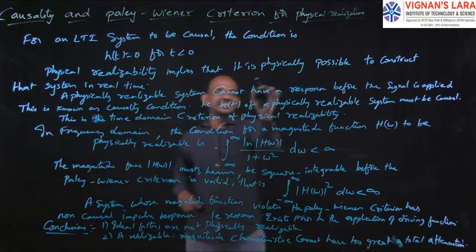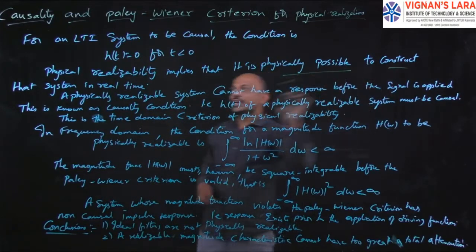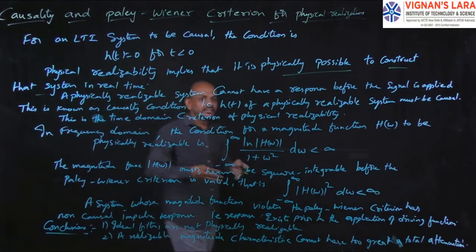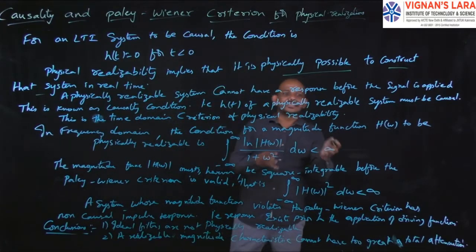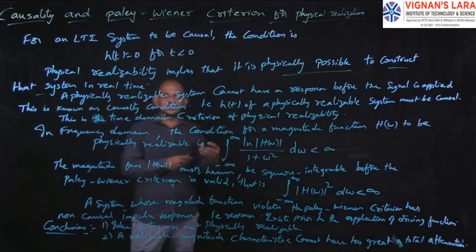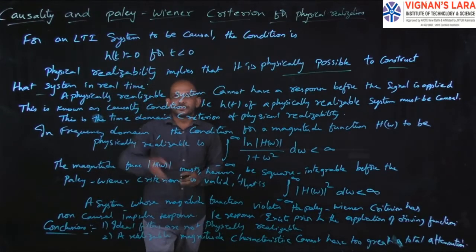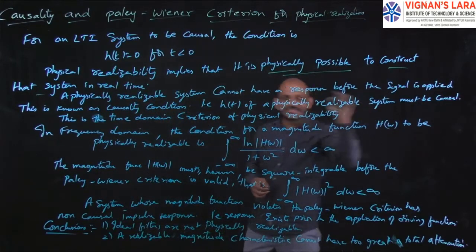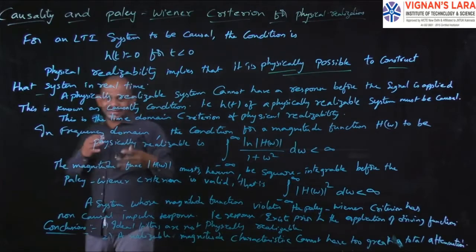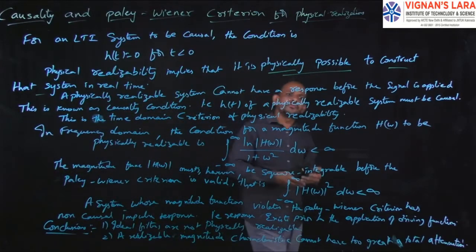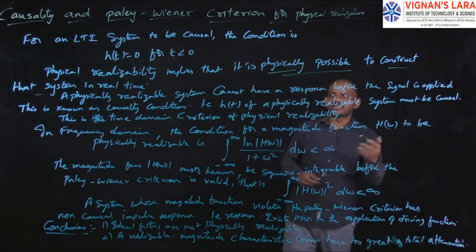implies that it is physically possible to construct that system in real time. So we have to construct that system physically, and that should be possible in real time. Then we can call that physical realizability. So if it is physically possible to construct the system in real time, then we call it physically realizable.